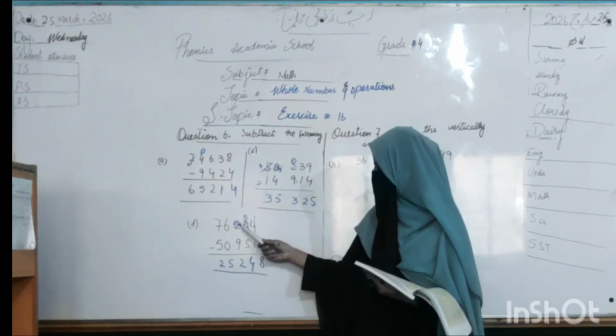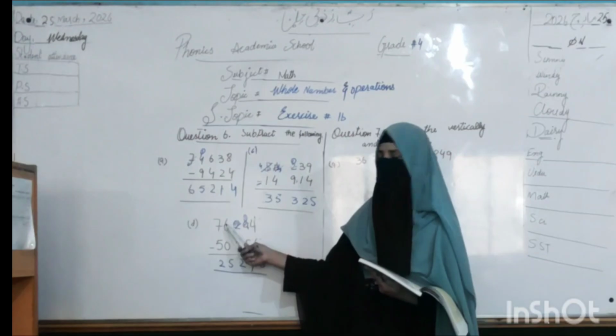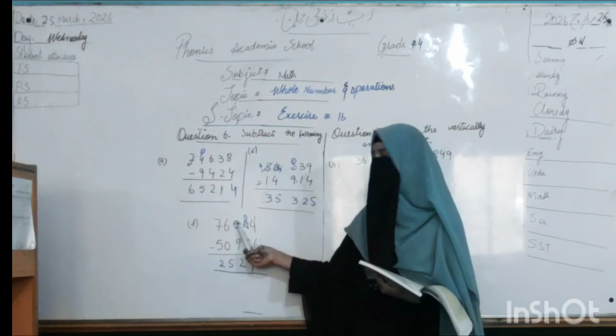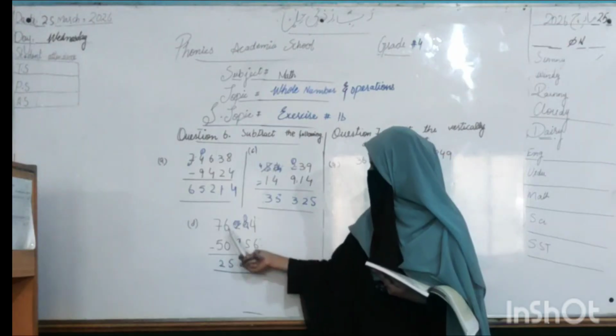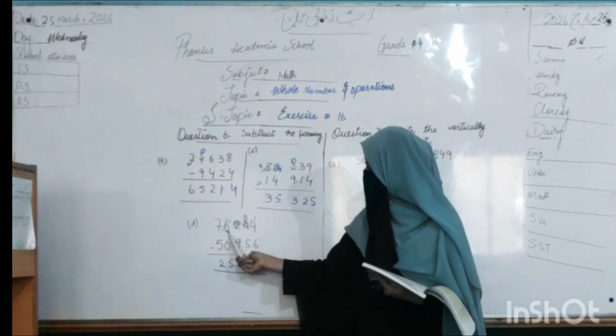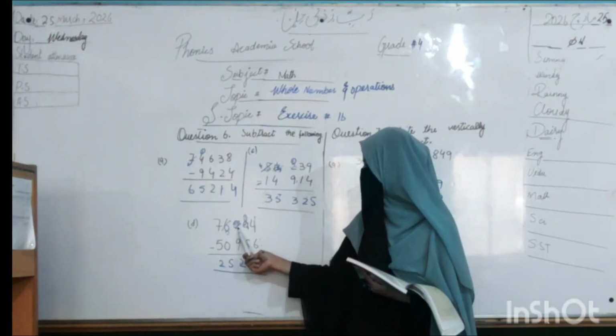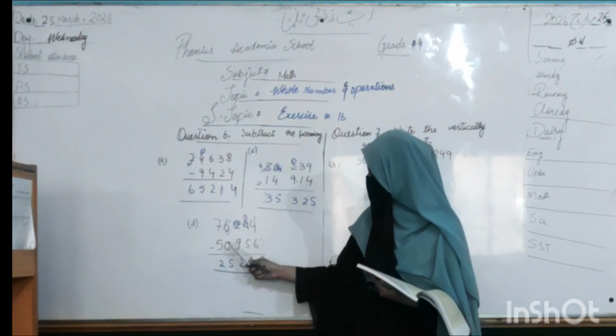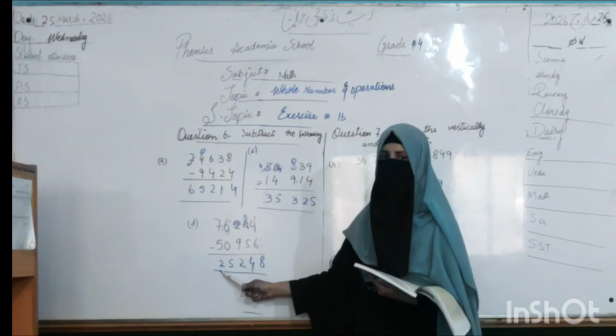It's left a 1. Is 1 minus 9 possible? No. We take a carry from the right value. 6 gives a carry to 1, and it makes 11. 11 minus 9 is equal to 2. So 6 is left as 5 because it gave a carry to 1. So 5 minus 0 is equal to 5. 7 minus 5 is equal to 2.